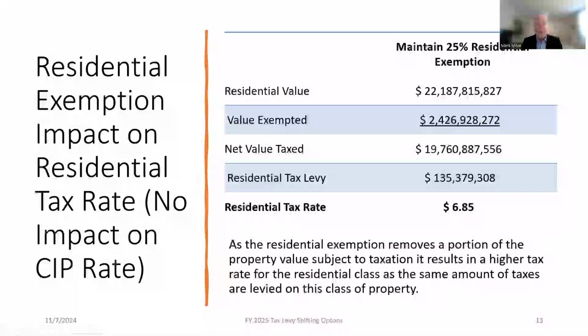So to come up with a residential tax rate under a residential exemption, you take that exempted value and reduce the residential value by it, resulting in a net tax value of $19,760,000,000. Again, the residential levy doesn't change. We're still going to collect $135,379,000 from the residential class, and that results in a residential rate of $6.85, which is higher than the $6.10 for the CIP rate.